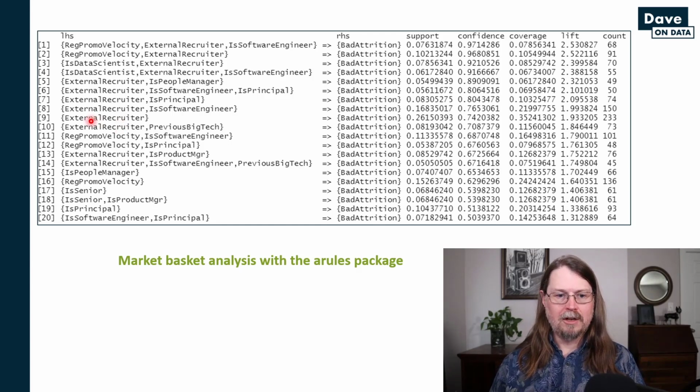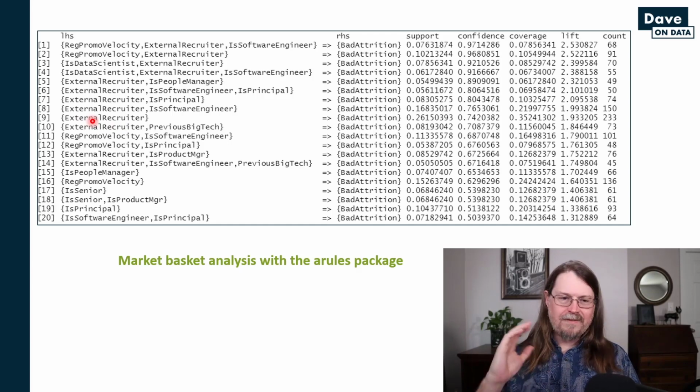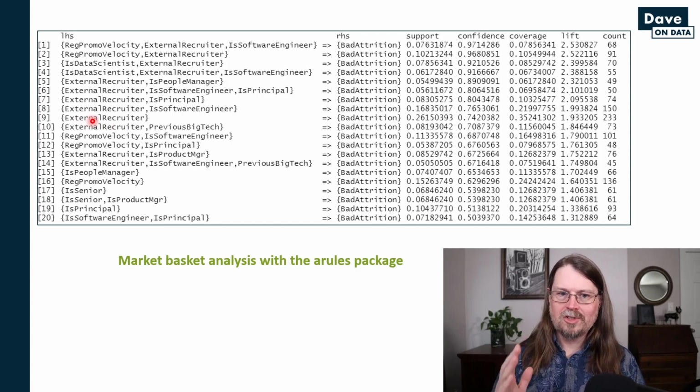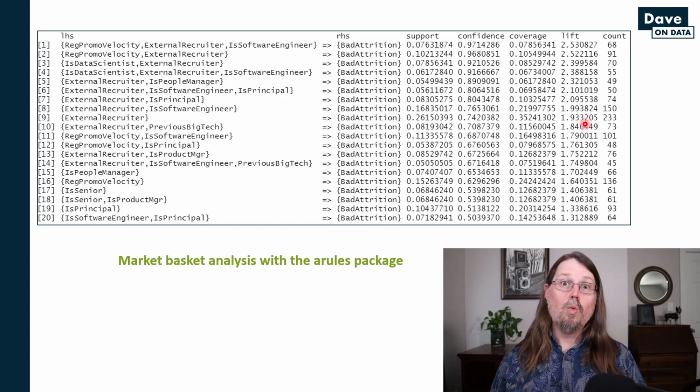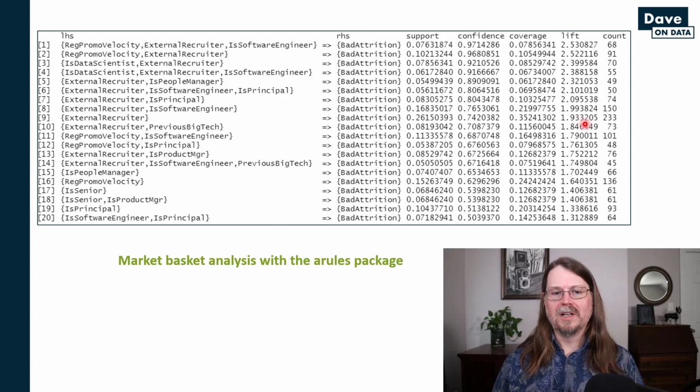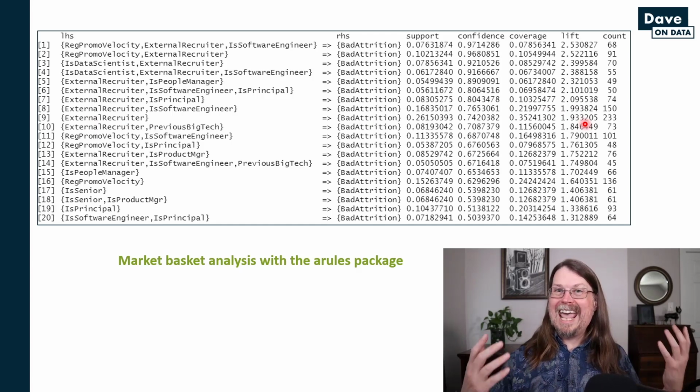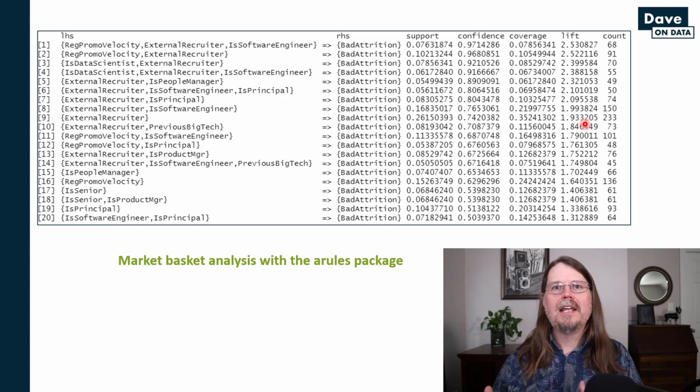So for example, check it out. Just the fact that you were sourced from an external recruiter, given this HR data, that alone makes you almost twice as likely to be a bad attrit than somebody who was not sourced from an external recruiter. Here you go. An HR example of where data mining with R programming is wildly useful.